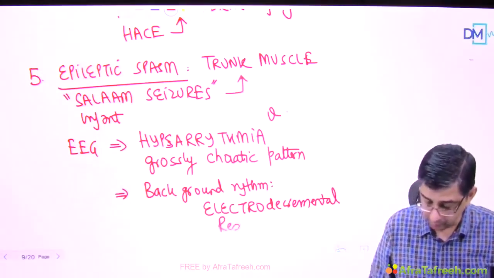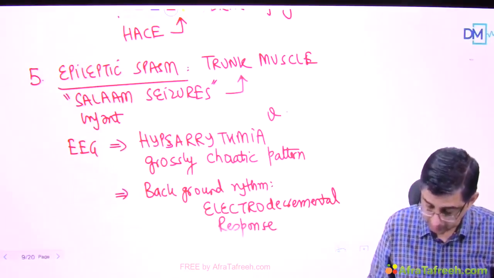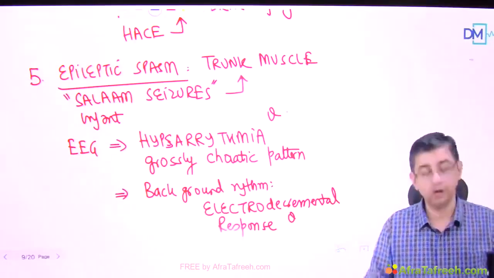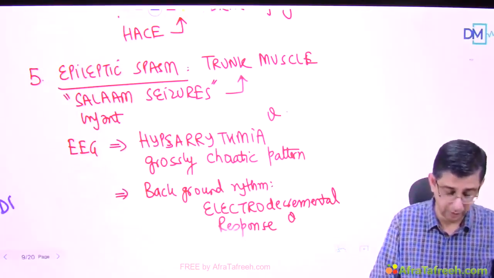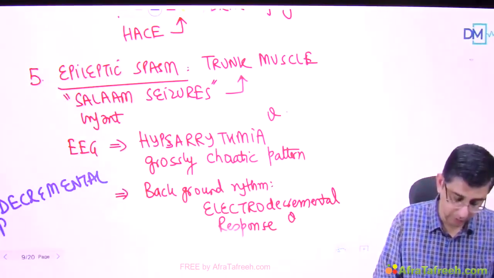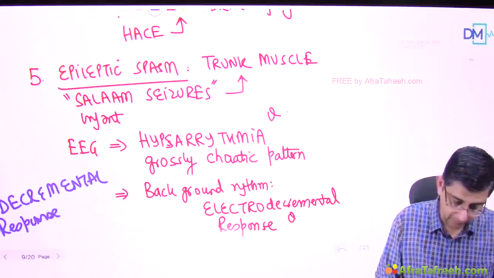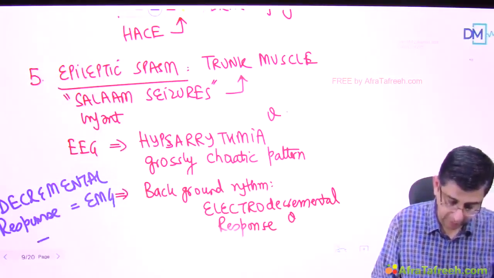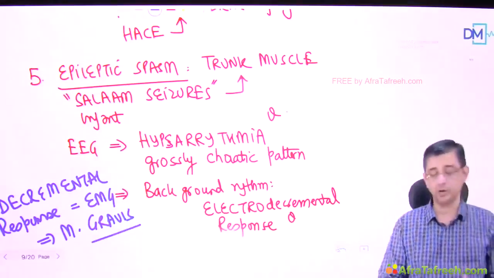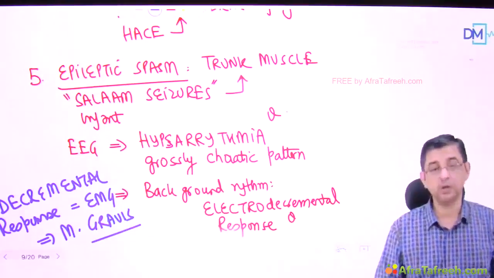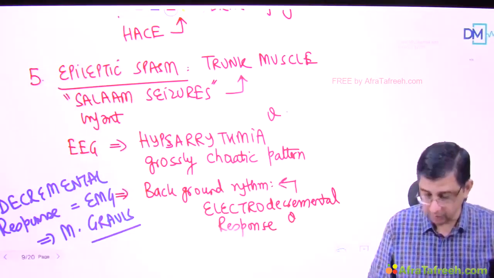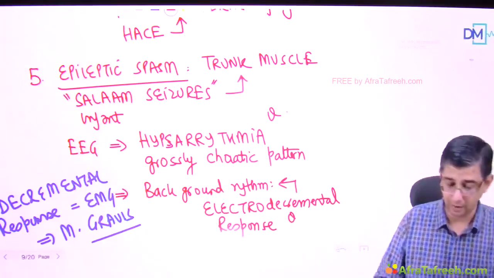I hope you remember I've talked about decremental response in EMG for myasthenia gravis. I will just jot down the data for your comfort. Decremental response in a neurology MCQ on electromyography is a feature that is seen with MG, myasthenia gravis, which will have antibodies to acetylcholine receptor. But electrodecremental response in EEG of the background rhythm is found with hypsarrhythmia and epileptic spasms in the patient.